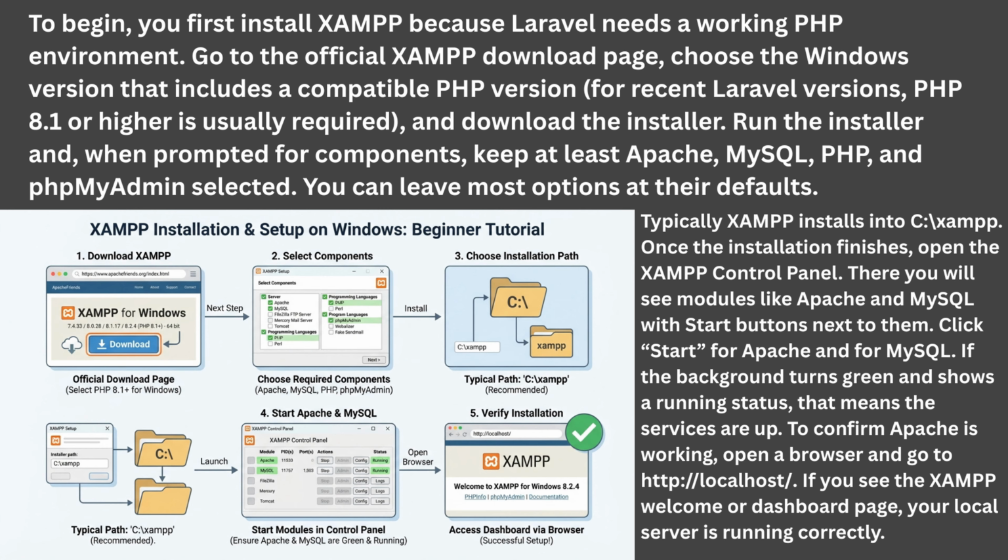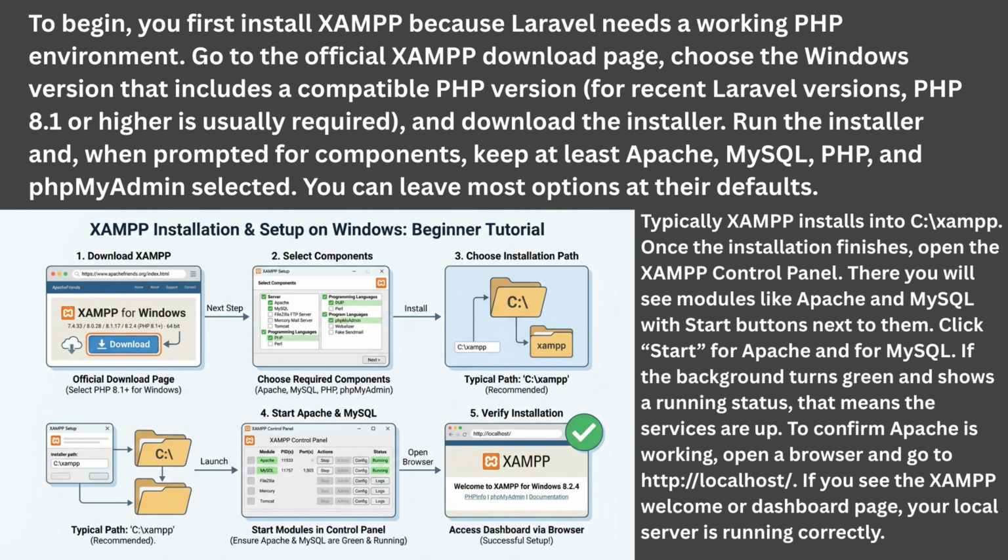After the installation completes, open the XAMPP control panel. This is where you manage the server modules that Laravel needs. Inside the control panel, you will see modules like Apache and MySQL listed along with Start buttons next to each one. Click Start for both Apache and MySQL. When these services start successfully, the background behind each module will turn green and display a running status. This indicates that your local server environment is active.